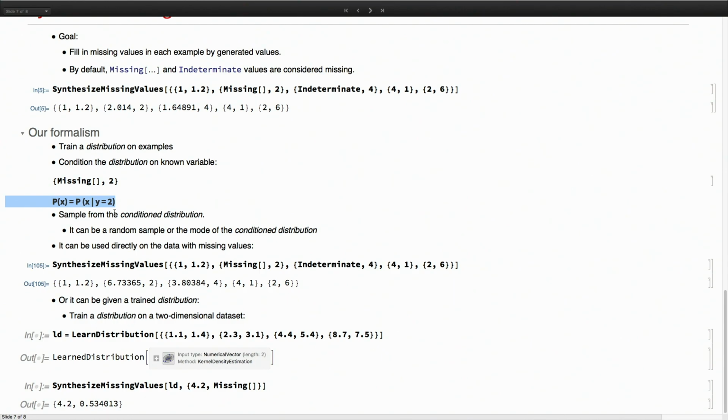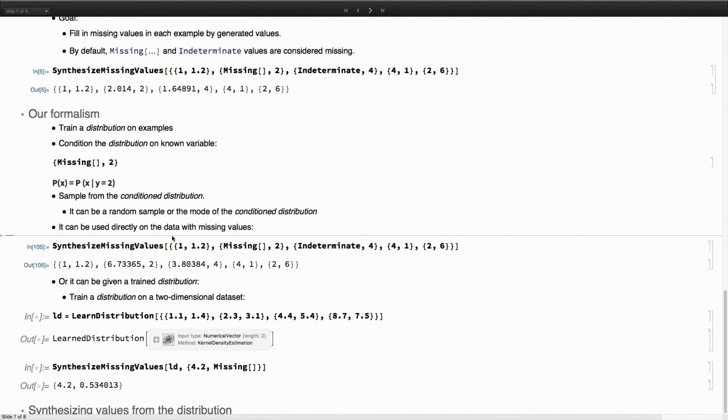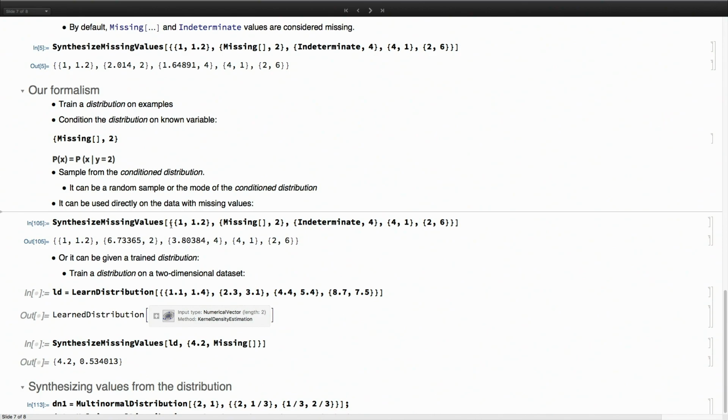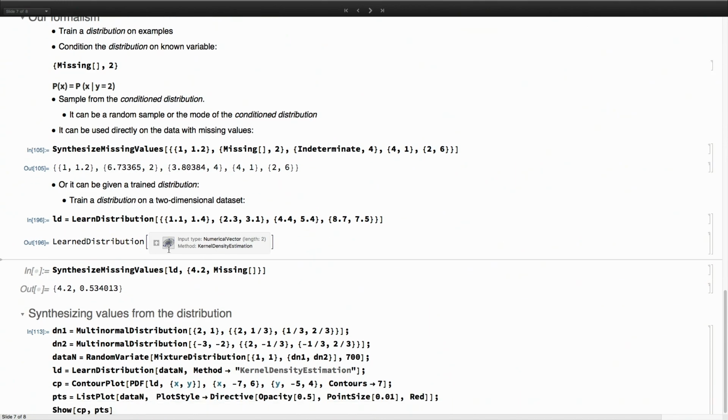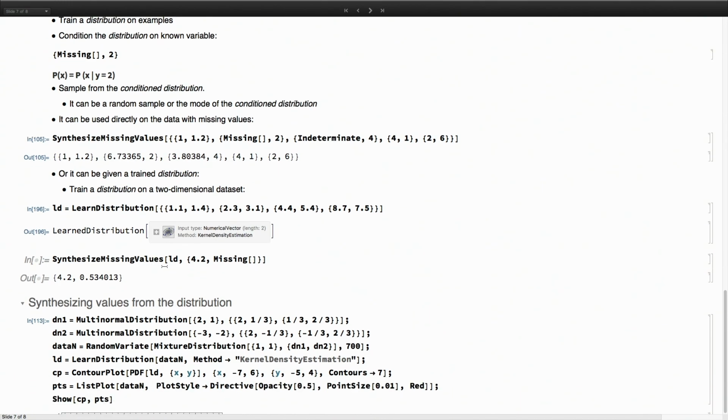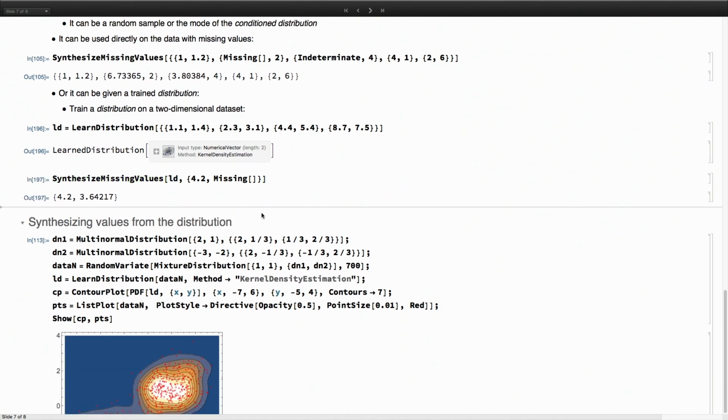There are two ways that we can draw a sample. We can just draw a random sample, or we can get the most likely sample, which corresponds to an example with the largest probability. You can use SynthesizeMissingValues directly on your data with missing values, or you can learn the distribution in advance on your training data and use SynthesizeMissingValues with the learned distribution as the first argument and the missing part as the second argument.